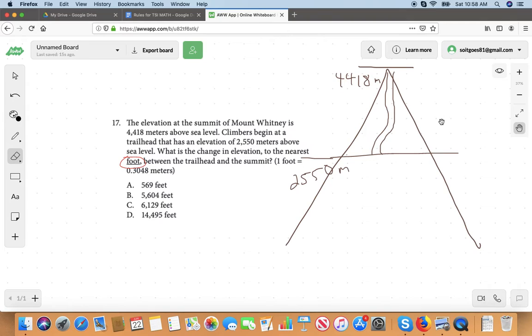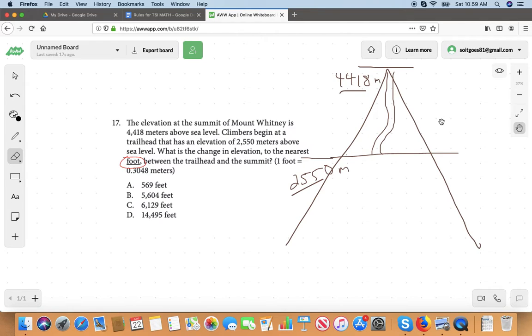They want to know the change in elevation in feet between the trailhead and the summit. I don't know that yet, but we can pretty easily figure out the change in elevation in meters. What's the change in elevation from 2,550 meters right here to 4,418 meters? Logically, I've just got to subtract 2,550 from 4,418.